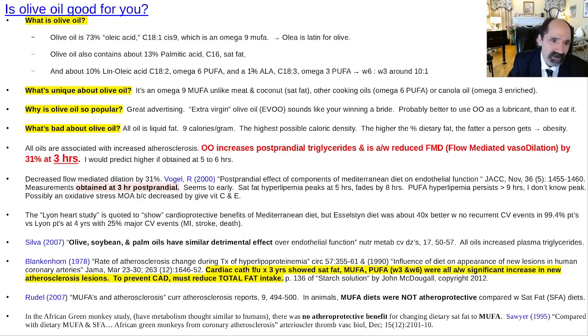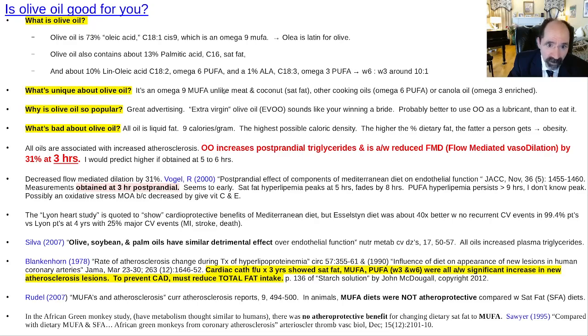What's unique about olive oil? The unique thing about it is that it's an omega-9. Saturated fat has no double bonds, and then your typical cooking oils are omega-6s, which there's all kinds of problems with those. And then there's some relatively rare omega-3s. You can get omega-3s rarely, places like from flaxseed, or you can get them from fish oil supplements and all that.